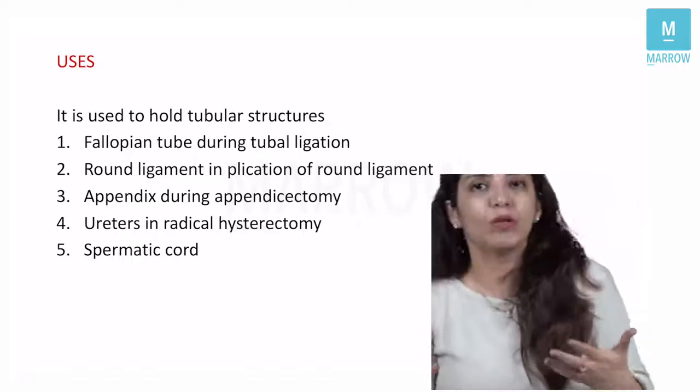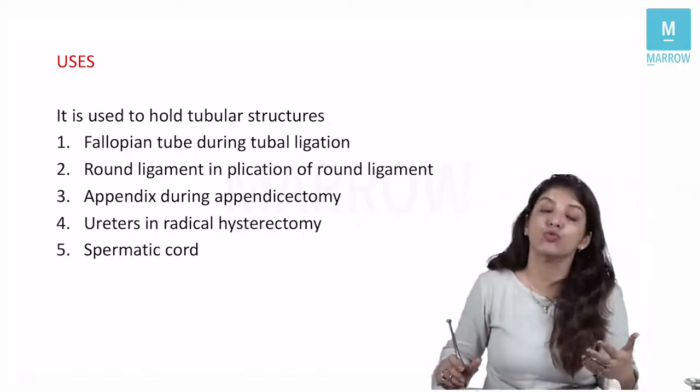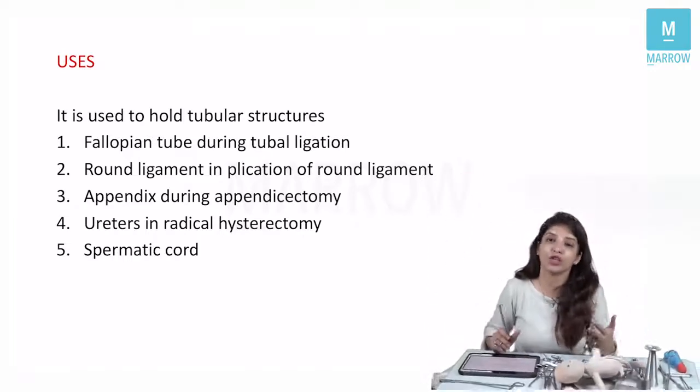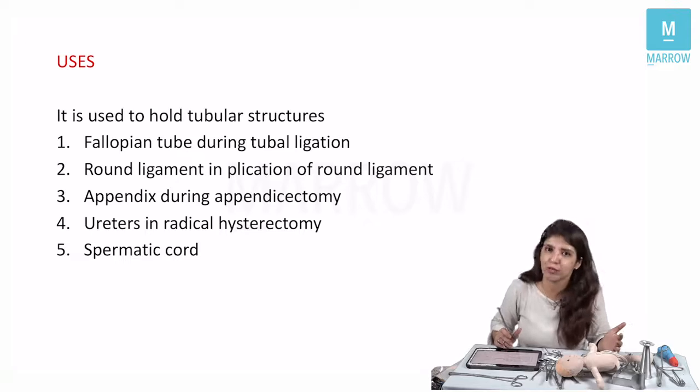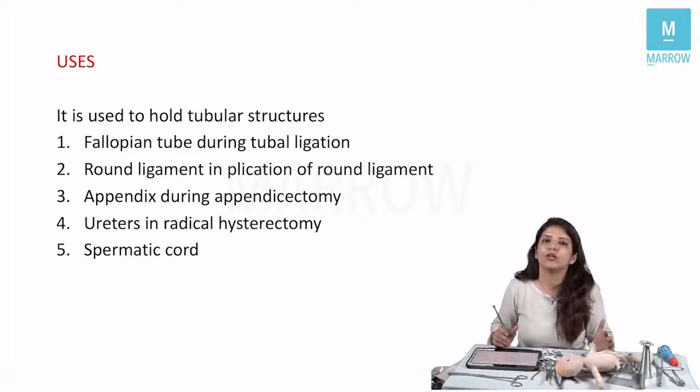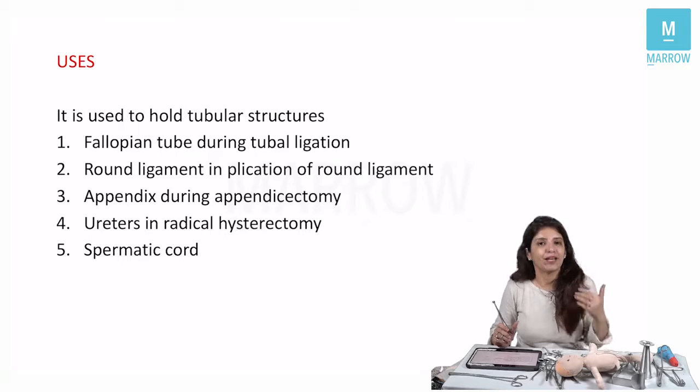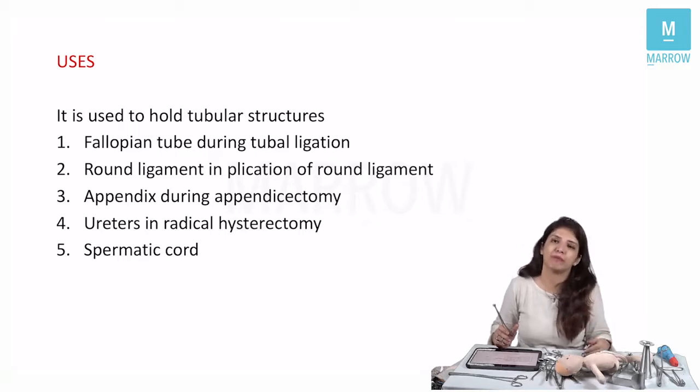when you are doing tubal ligation, right? Number one. Number two, round ligament when you are doing plication of the round ligament. Number three, ureters during Wertheim's hysterectomy or during radical hysterectomy. Number 4, you can hold spermatic cord as well. And number 5, appendix during appendicectomy. Right? So these are the tubular structures which can be held with Babcock's forceps.